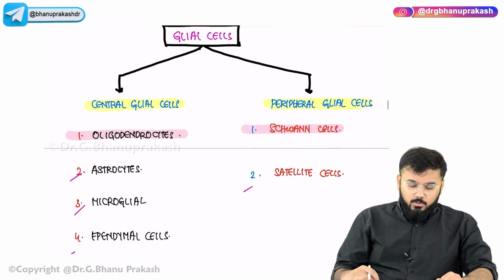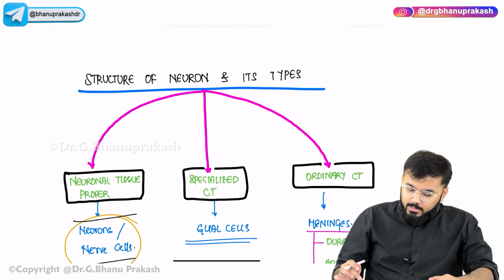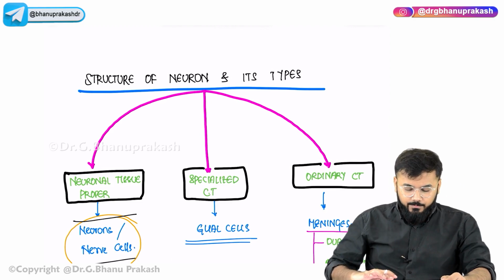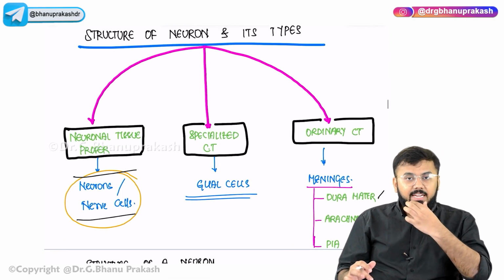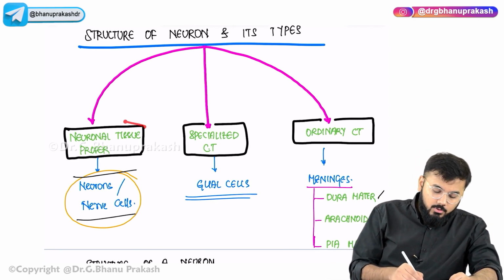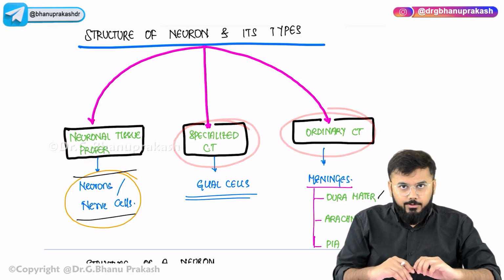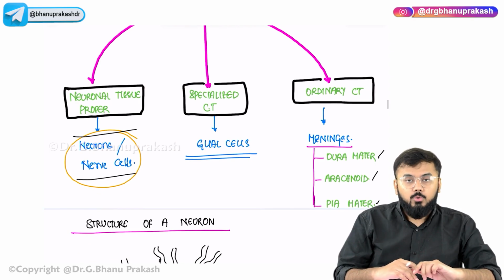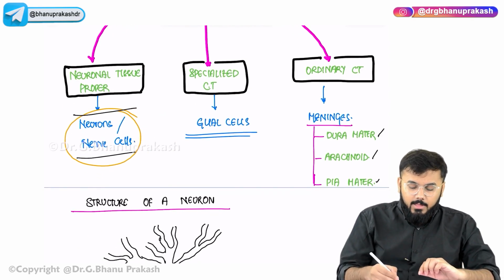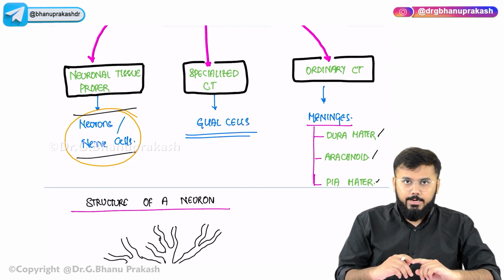Now let us discuss the structure and the function of a neuron, the structure of a neuron and its types. You know that there are 3 different types of tissue based upon the structure: neuronal tissue proper, specialized connective tissue, and ordinary connective tissue. When it comes to neuronal tissue proper, you have to know about the neurons and the nerve cells. When it comes to the specialized connective tissue, glial cells are considered as a specialized connective tissue.